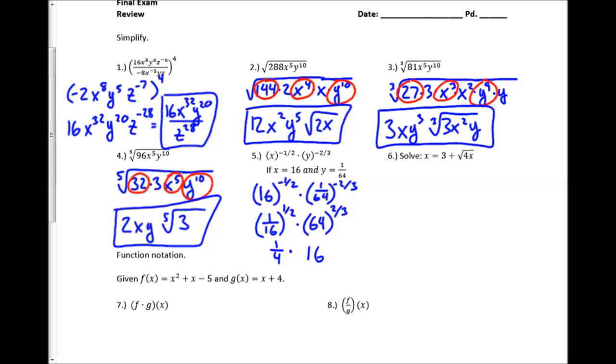And now I just have the 1/4 times 16, which is 4, and that's it. All right, so we're just using those exponents and what we know about our rules of exponents and rational exponents to simplify the expression.